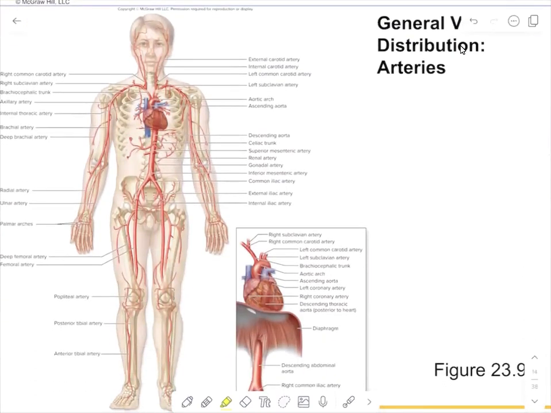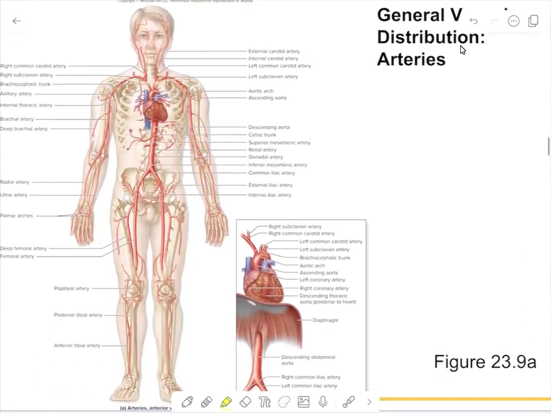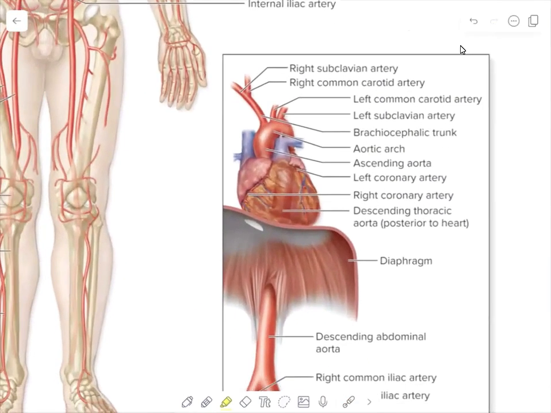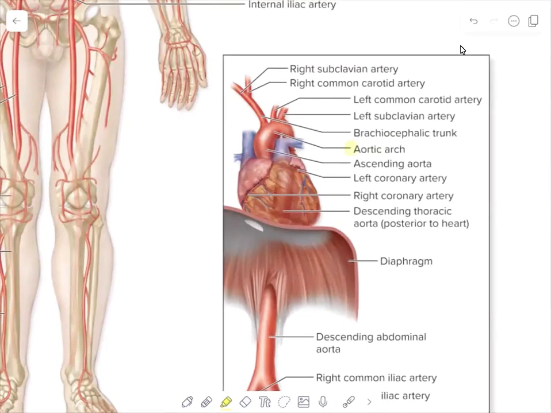This slide is showing some of the general arteries. So we're going to begin by looking at the arteries that come out of the heart region. So they've kind of blown up the heart for us to see here. And you can first see coming out of the left ventricle is the aortic arch, leading to the ascending aorta. Then the aorta there's going to be some branches that come off of it.